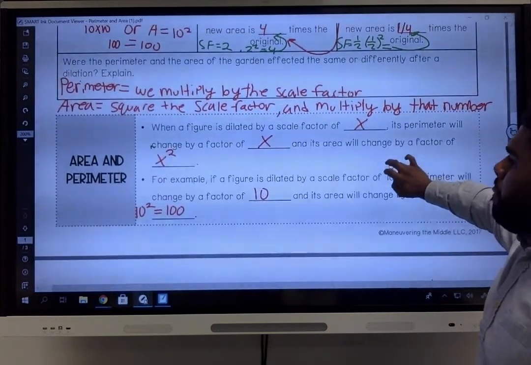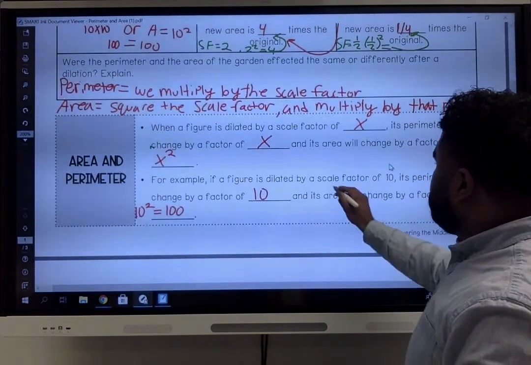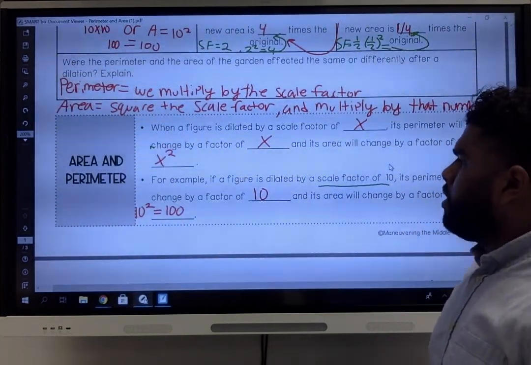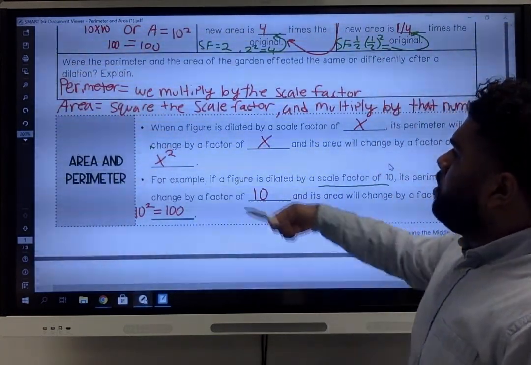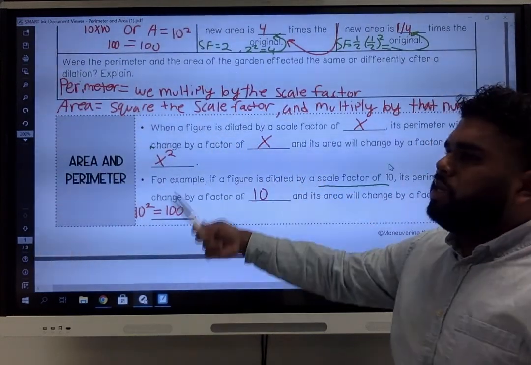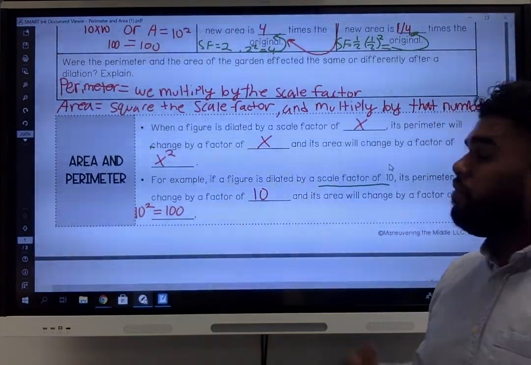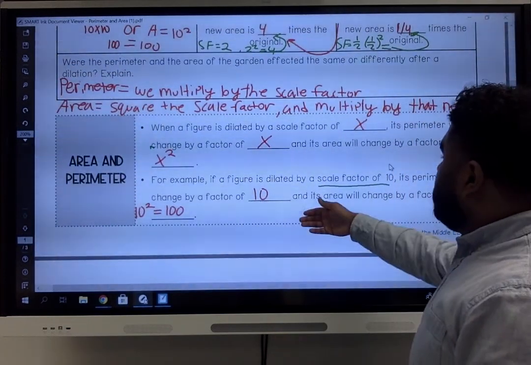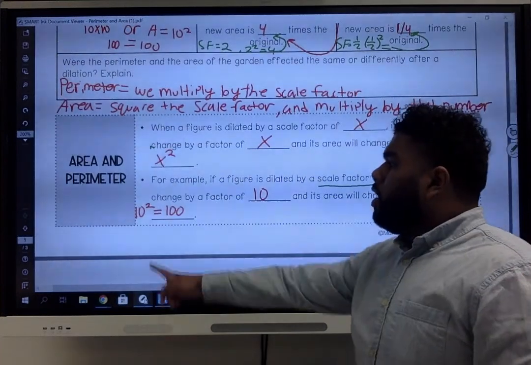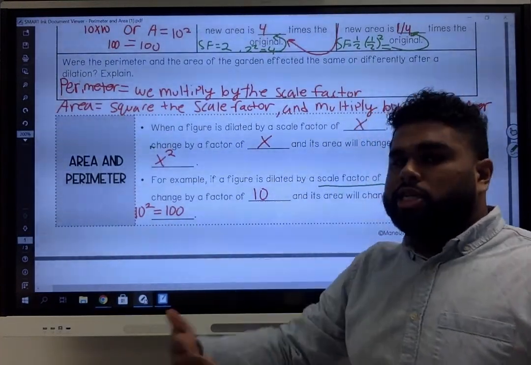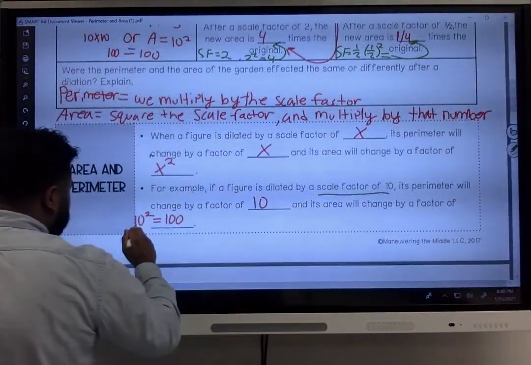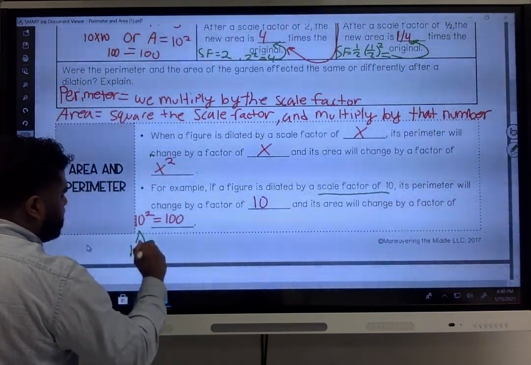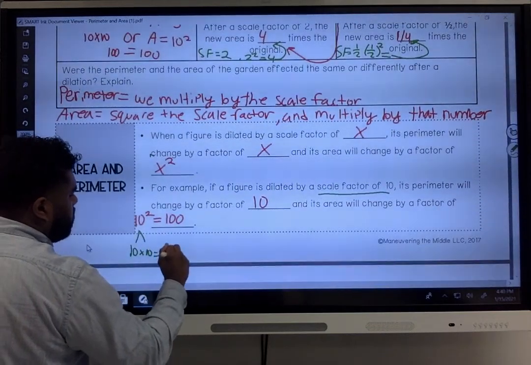So, for example, if a figure is dilated by a scale factor of 10, its new perimeter will be changed by a factor of 10. Remember, because the perimeter will always be changed by the scale factor. Whatever number it is, it will always be changed by that scale factor. Now, its area will be changed by a factor of 10 squared, and 10 squared broken down is 10 times 10 equals 100. Okay?